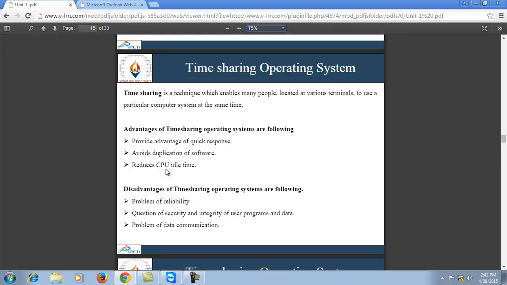Disadvantages of a time sharing operating system are the problem of reliability, the question of security and integrity of user programs and data, and the problem of data communication, because there is no communication; we just input the jobs to the system, which allocates the time slots and executes by switching between all the available jobs, and at last completes the jobs and gives the results.